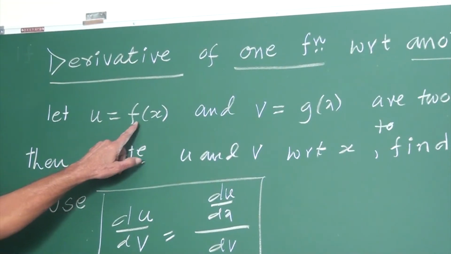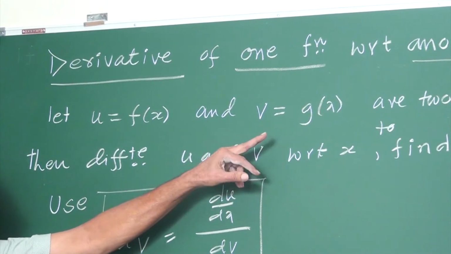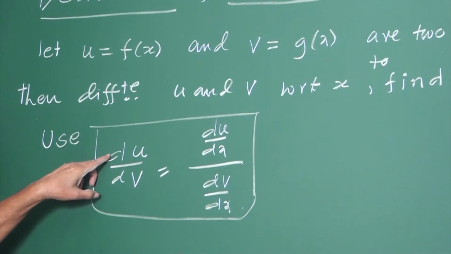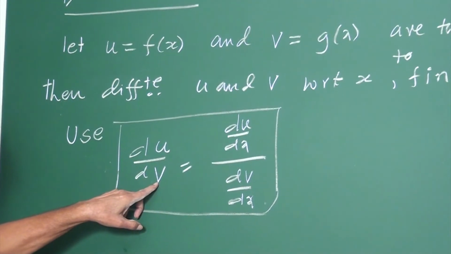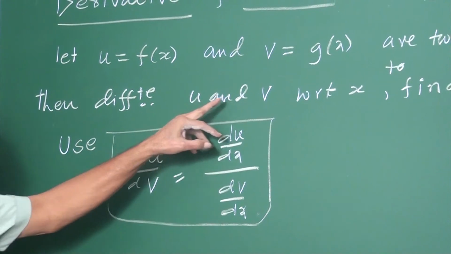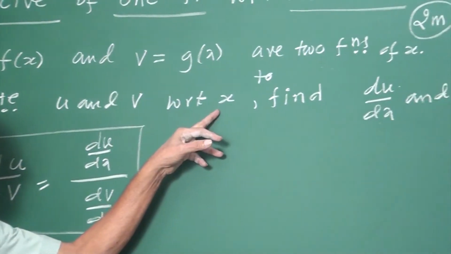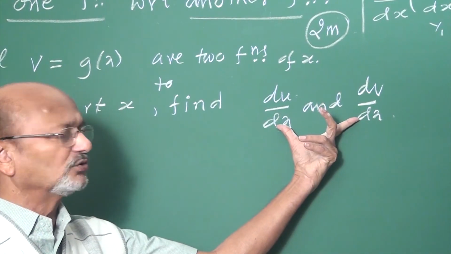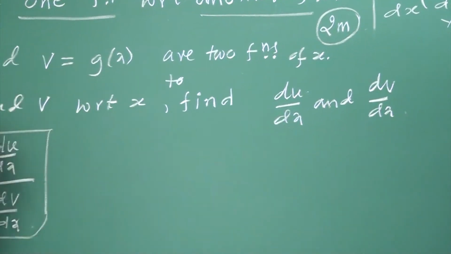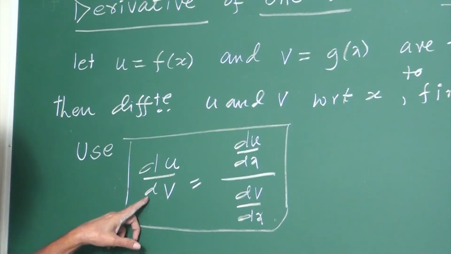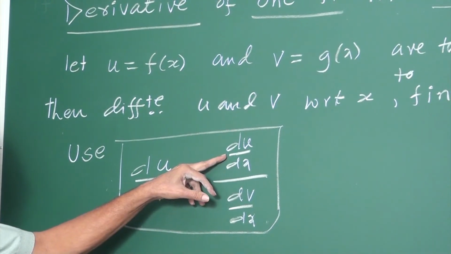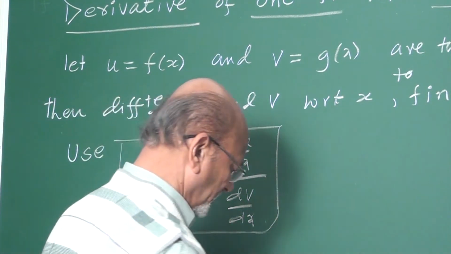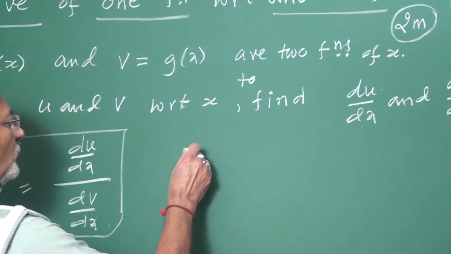Yes, I will explain once again. Let u equal to f(x) and v equal to g(x) be two functions of x. Then, my friends, to differentiate u with respect to v, first you have to differentiate both u and v with respect to x, the functions of x, to find these two. After finding these two, use the formula. What is it? du by dv equal to du by dx upon dv by dx. My friends, one example. Yes.